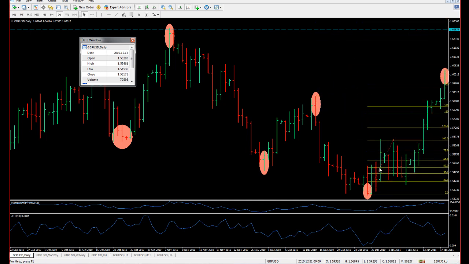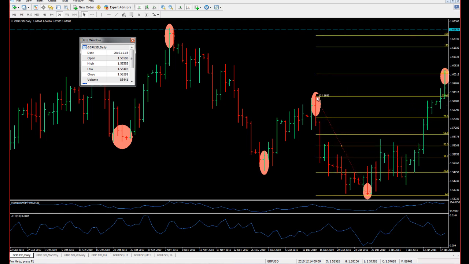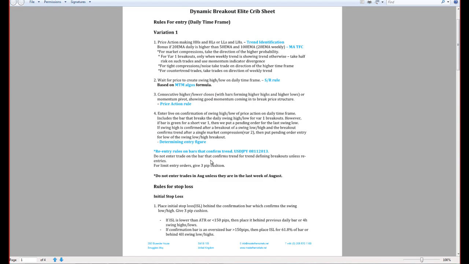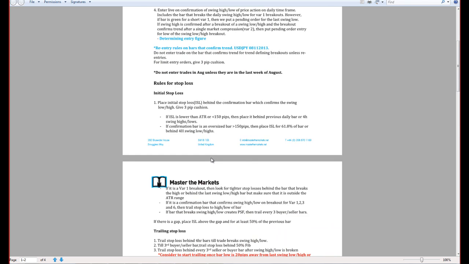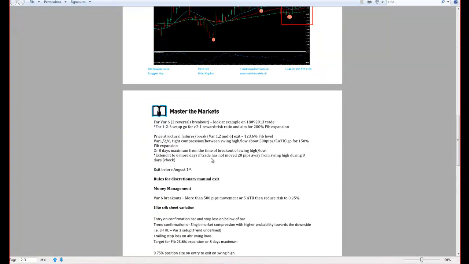We need it on the upside. So there we go. So this is variation 1, we only need 123.6. Am I right to say that? Is it 123.6, or is it variation 1? For variation 1 we only need 123.6. Let me show you on the crib sheet. I'm looking for it now myself.